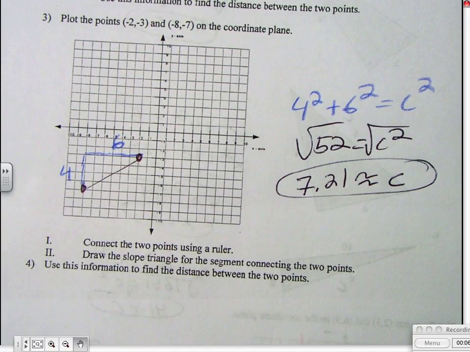Wait, what is that squiggly line? Approximately. Those two squiggly lines mean approximately. So we have to put that. Yeah, because it's not exact.